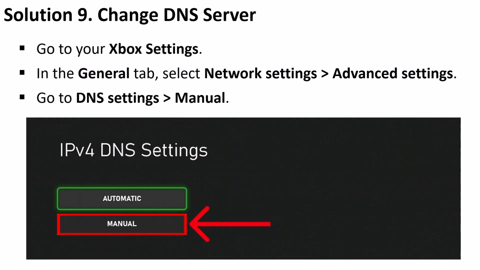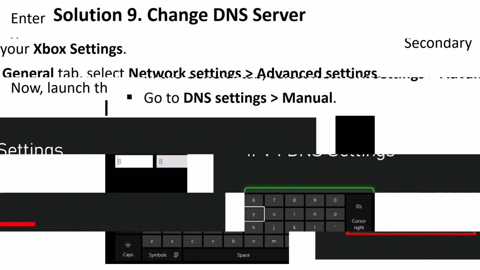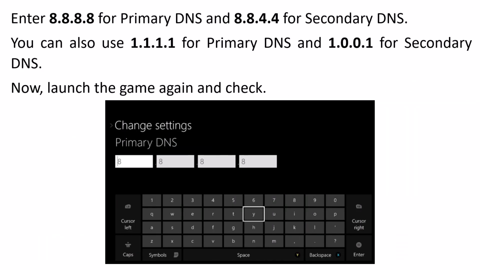Solution 9 is to change DNS server. So go to your Xbox settings, in the General tab, select Network Settings, Advanced Settings, go to DNS Settings, Manual. And in the primary DNS enter 8.8.8.8 and in secondary DNS enter 8.8.4.4 and then save it. Then launch the game and check.